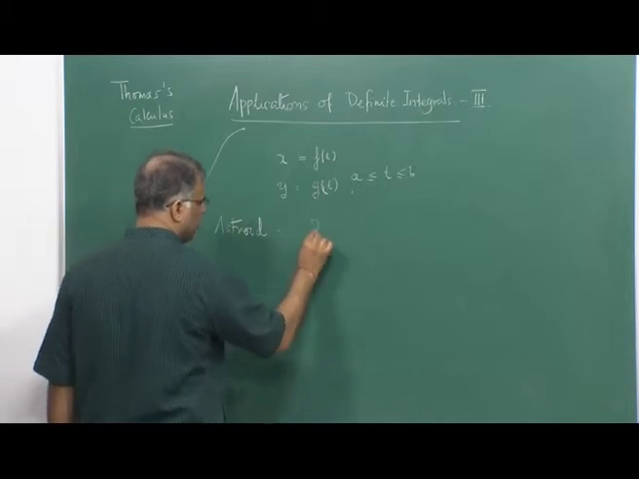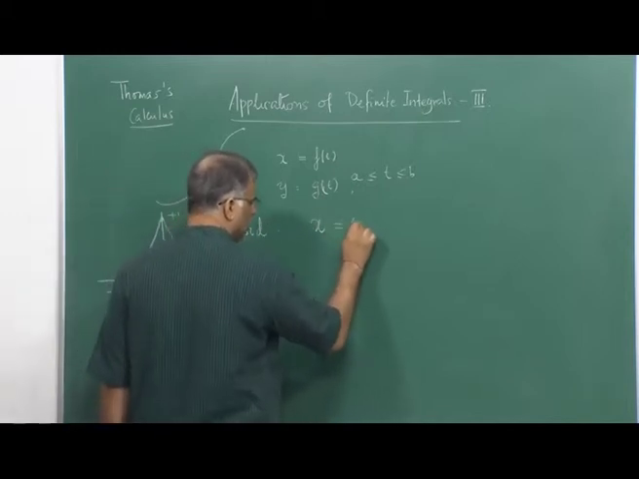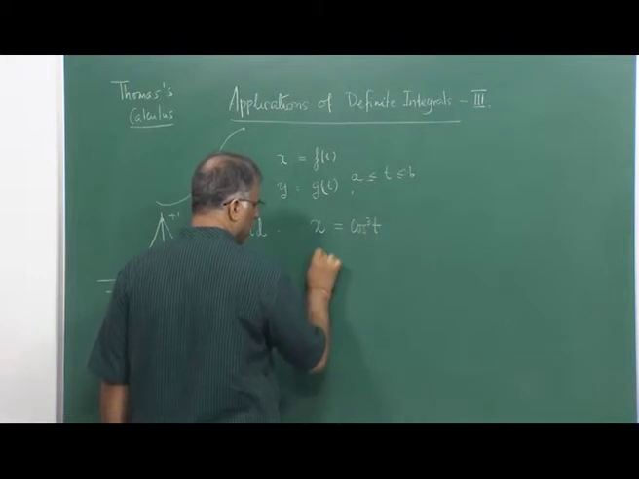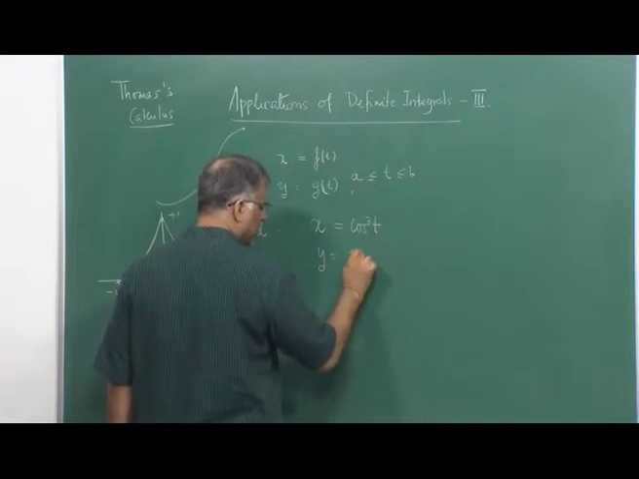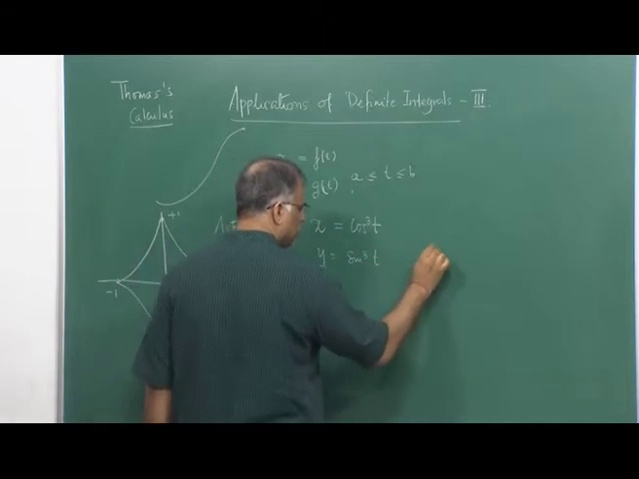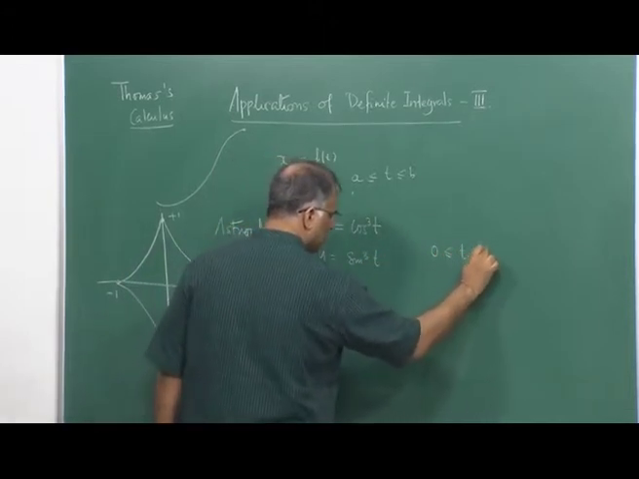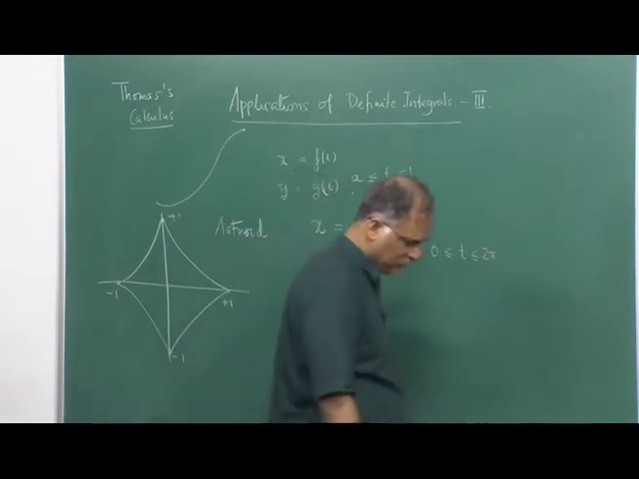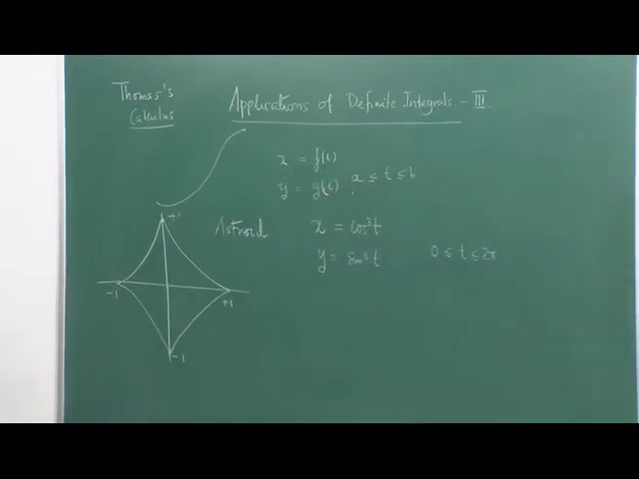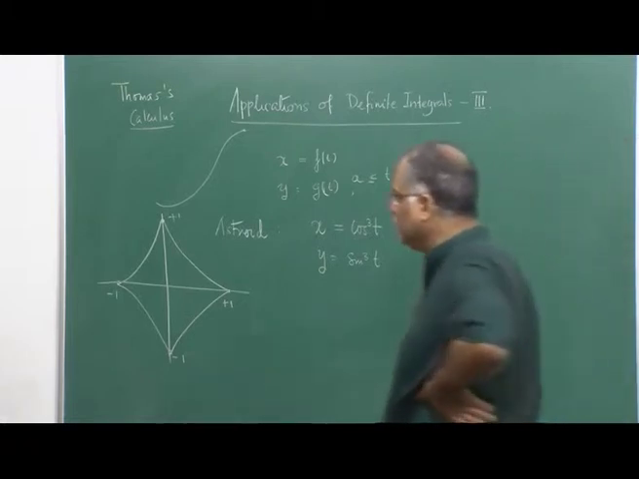has the following representation: x equal to cos cube t and y equal to sin cube t, with t lying between 0 to 2 pi. So, you have cubed it, you have maintained the same story like the circle with cos and sin as the component functions, and then you have cubed it. Now, I want to find the length of this curve. So, should I bother about finding the length of this whole curve?